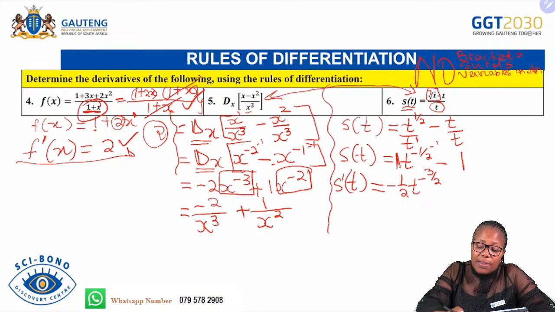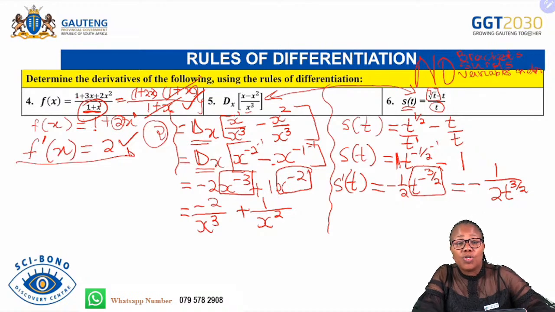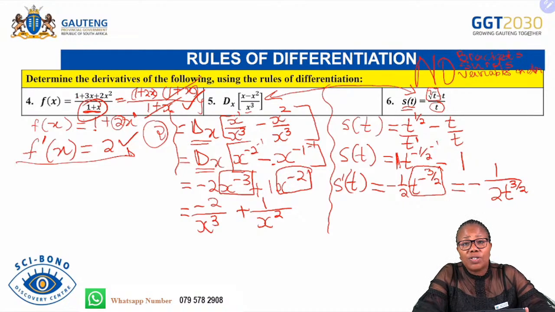Okay. And then now, if you want to get rid of the negative indices, remember we have minus 1 over 2. We have a denominator already, which is 2. You can't create another fraction, grade 12. You will just take this part here, T to the power minus 3 over 2, and take it to the denominator. Then it will change to positive 3 over 2. Thank you very much, grade 12.